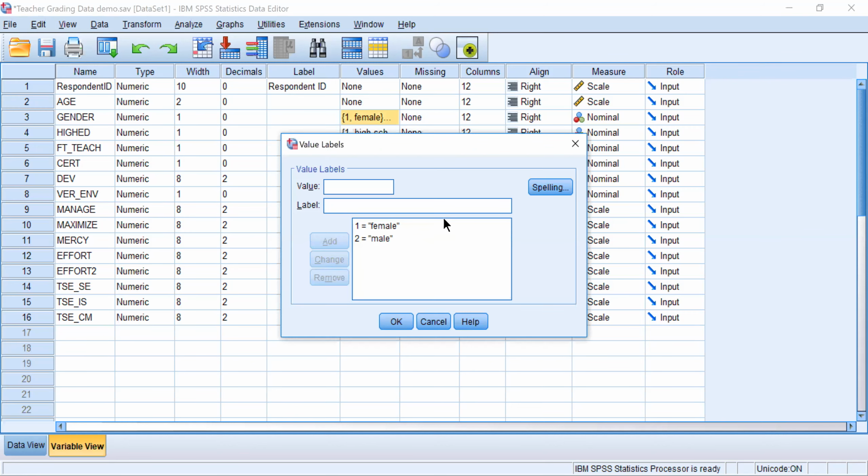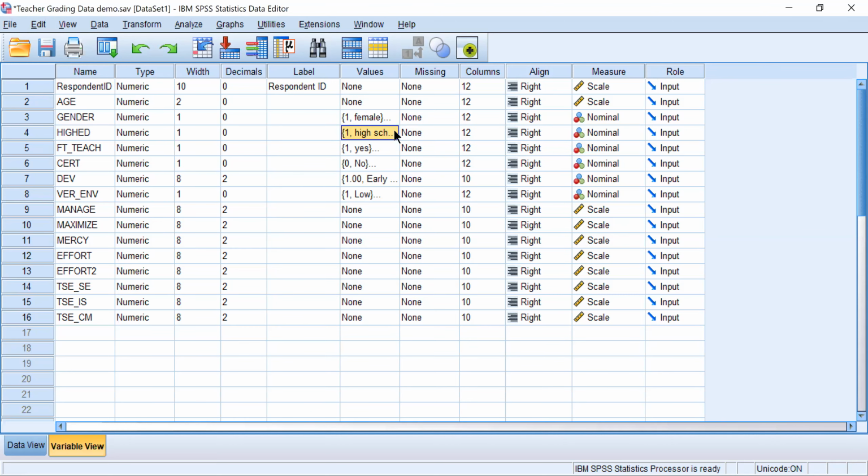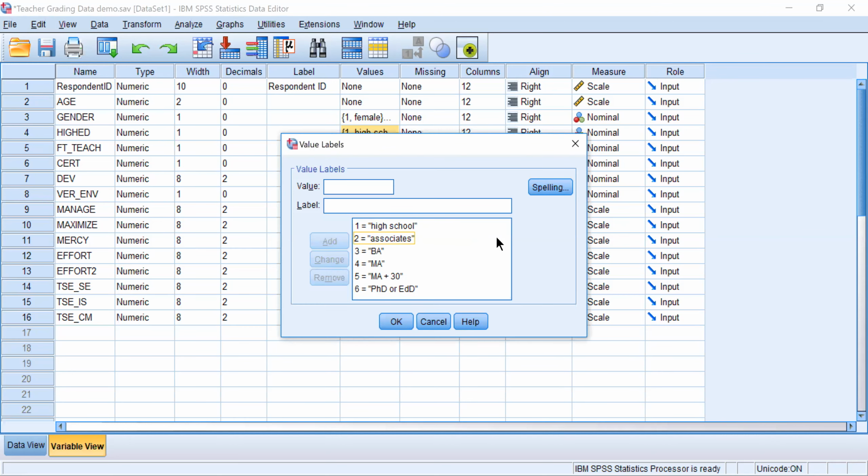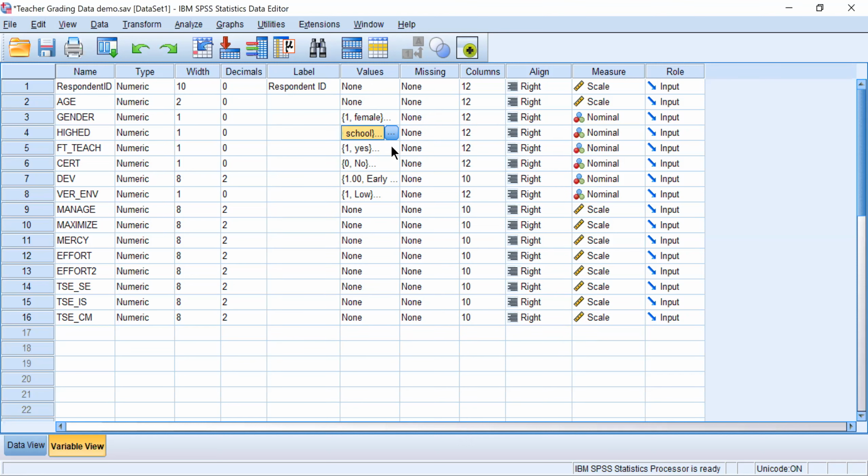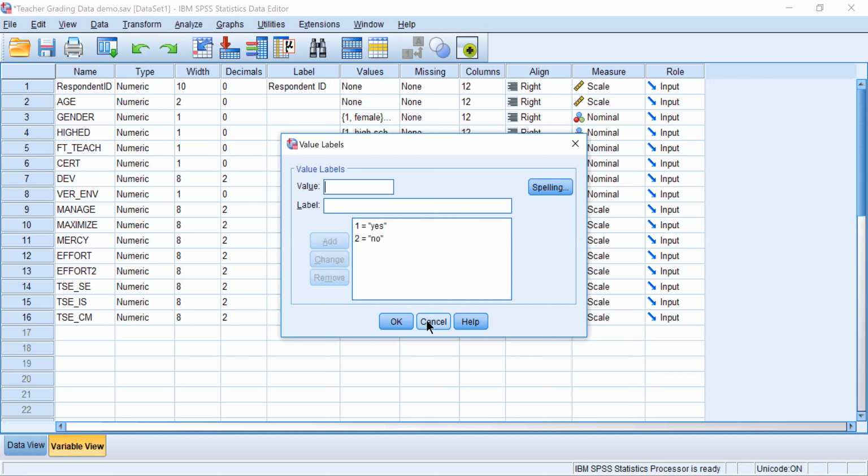Gender is coded female or male. There's no other. Some people may have preferred not to answer, but we offered no other category for this survey. Higher ed includes high school, associate degree, bachelor's, master's, master's plus 30, PhD or EdD. These are all under values. They're entered by the researcher. Full-time teacher is yes or no.